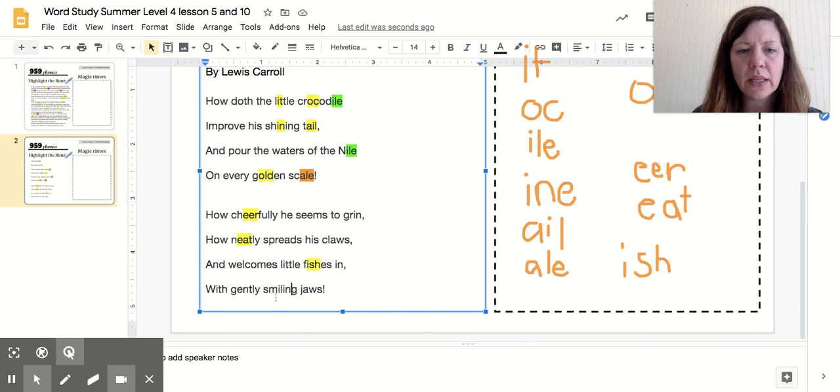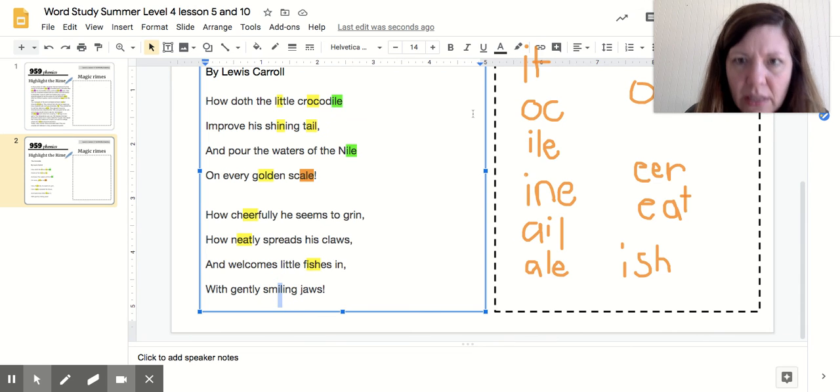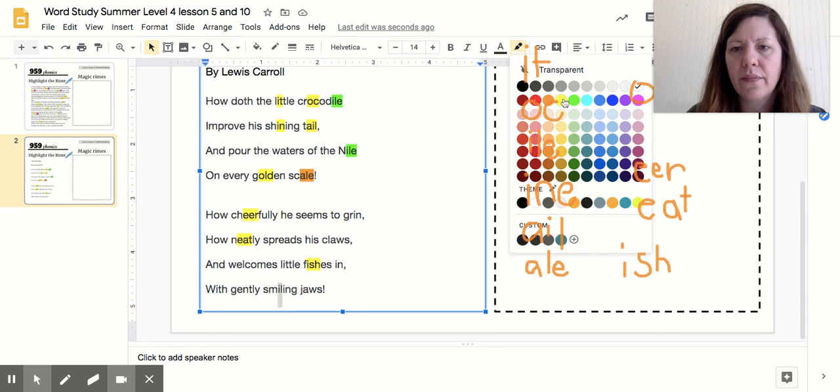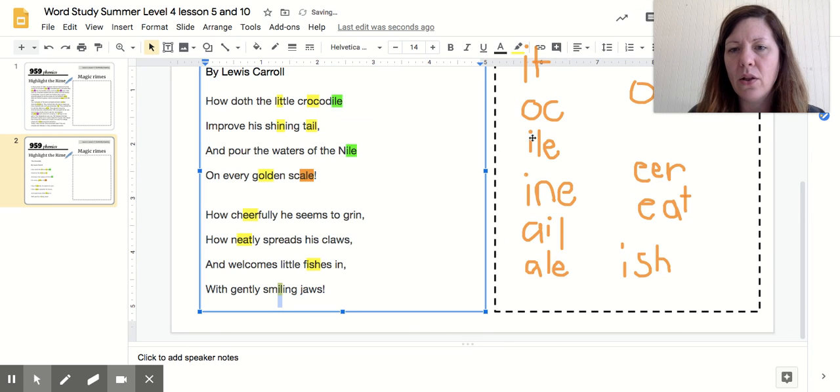And the last one, let's do smiling. What's the magic rhyme? So that one is also I-L-E, but we've dropped the E to add the ing. So it's this isle part that's in Nile, crocodile, and smile. Let's read this whole paragraph. How cheerfully he seems to grin, how neatly spreads his claws, and welcomes little fishes in with gently smiling jaws.